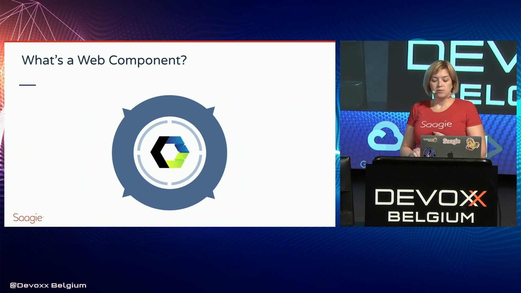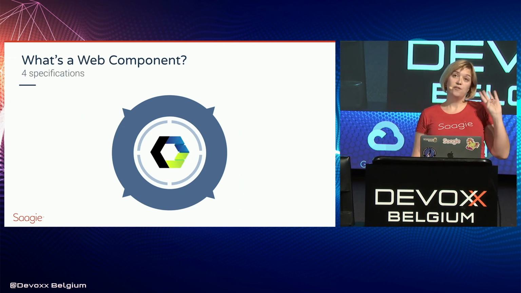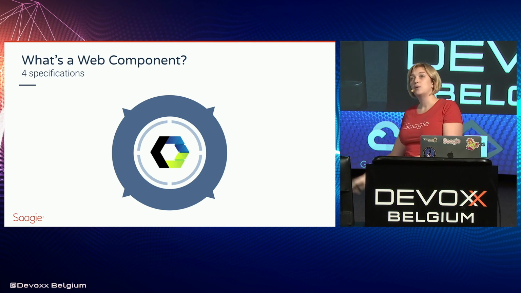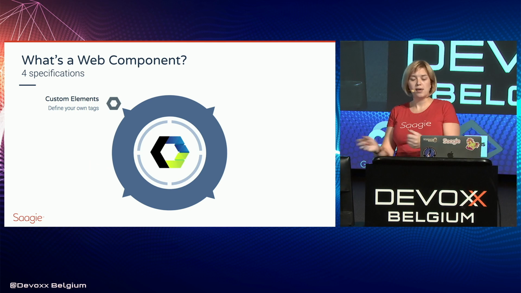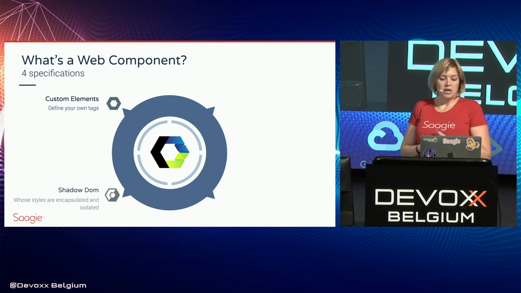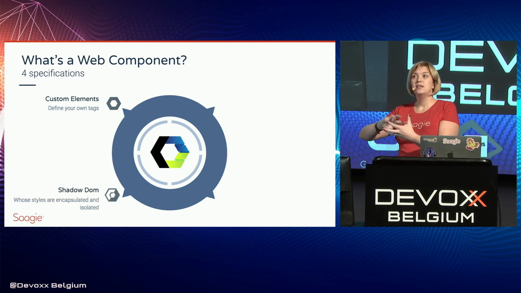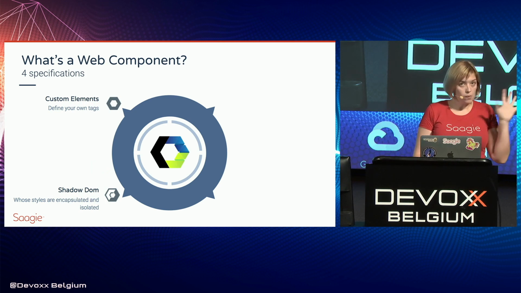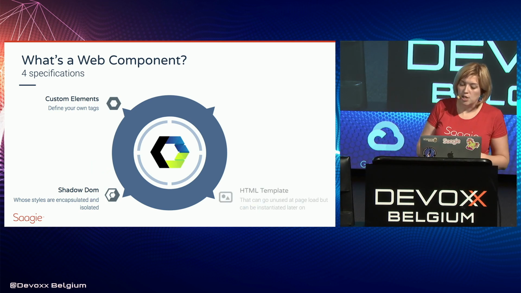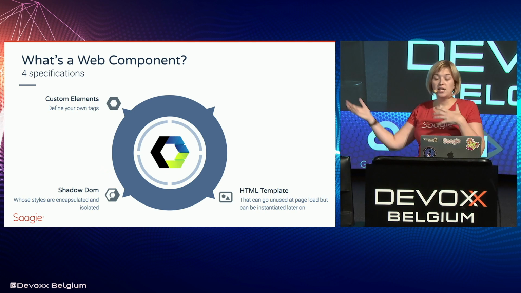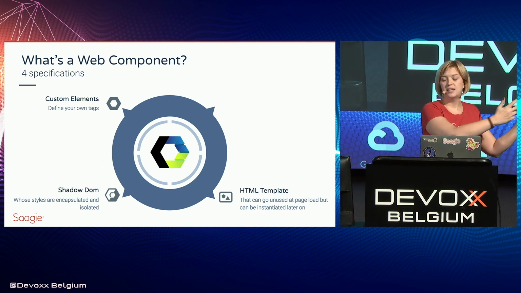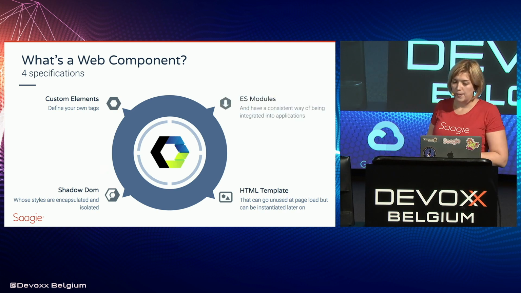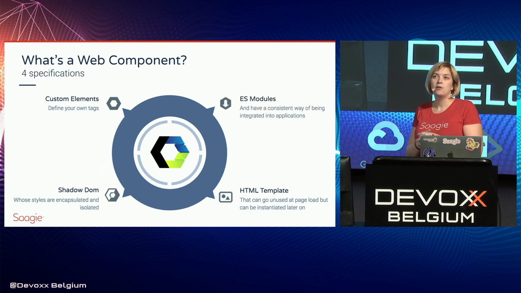Quickly, if you're not familiar with web components, they rely on 4 specifications, which can be used on their own, but combined allow the developer to define their own tag, thanks to custom elements, whose styles are encapsulated in the shadow DOM and completely isolated from the rest of the application. You can define HTML templates that are not used at page load but can be instantiated later on. And you get a consistent way of declaring them thanks to ES modules.